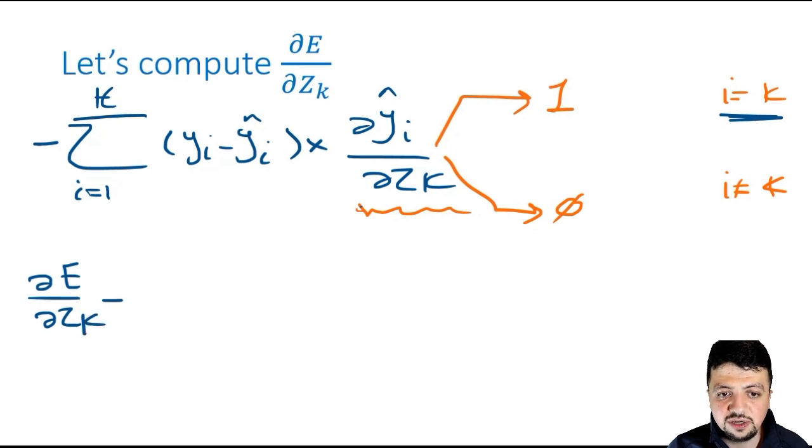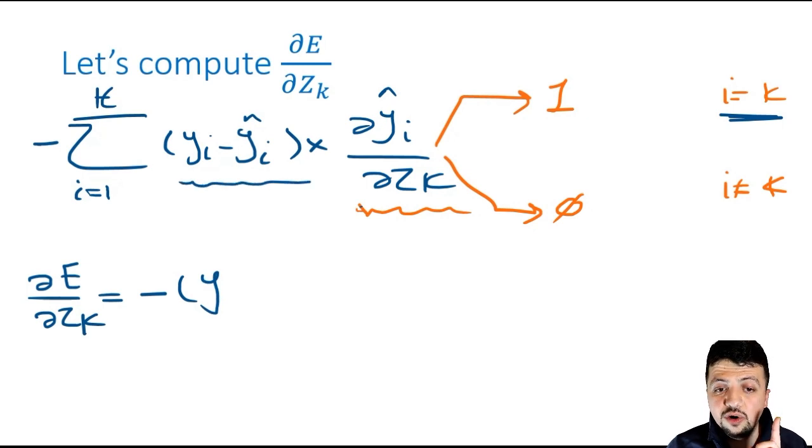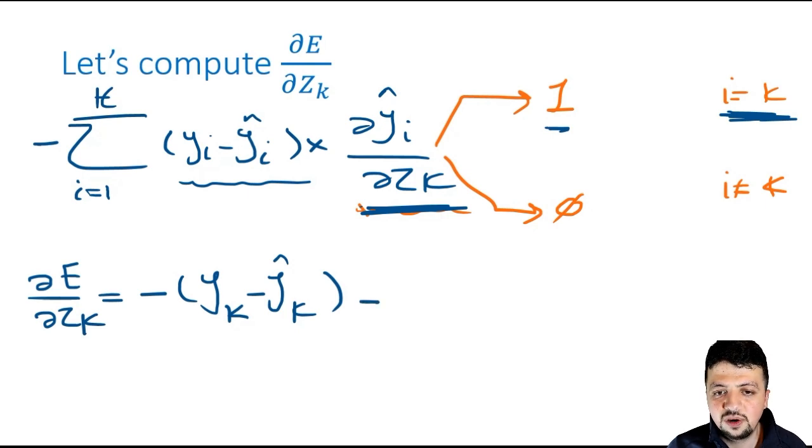So this derivative is equal to minus y, remember I'm writing this guy, and this is the case where I and k are equal, right? So this becomes yk minus y hat k times, and when I and j are equal, this guy is 1, right? So times 1, and I don't need to even write it. So in other words, this becomes y hat k minus yk.